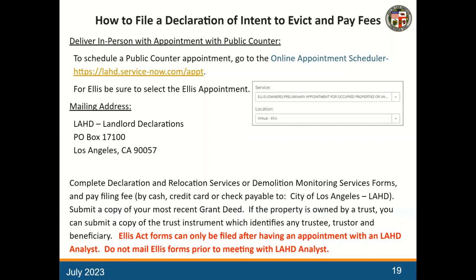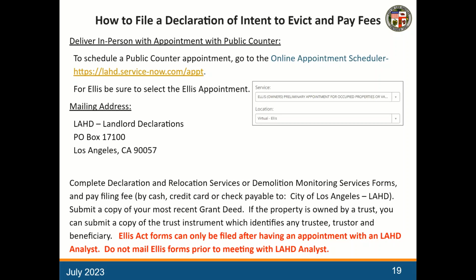Now, how to file a declaration of intent to evict. Now that you have downloaded the forms and you fill them out, where do you go? For all no-fault evictions except for Ellis, the declarations along with the filing fees can be filed in person at one of our public counters. You're not required to schedule an appointment to go to a public counter, but we recommend you do schedule an appointment to ensure that they're able to see you timely and you're not waiting for a long period of time.